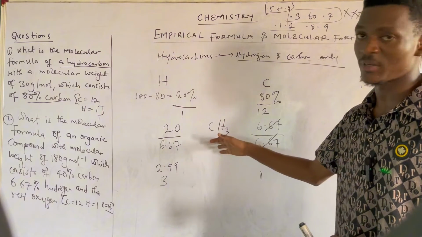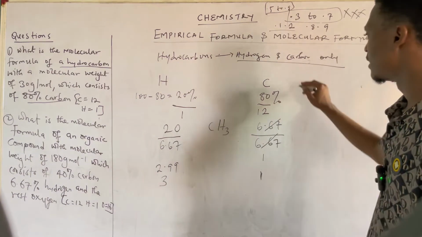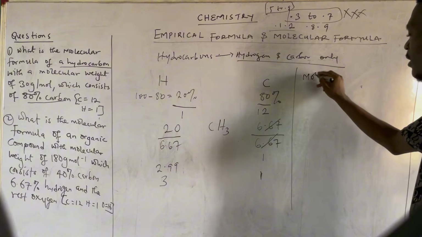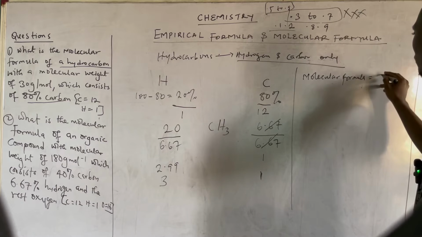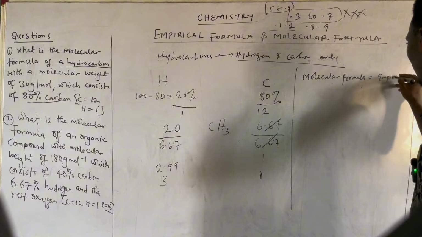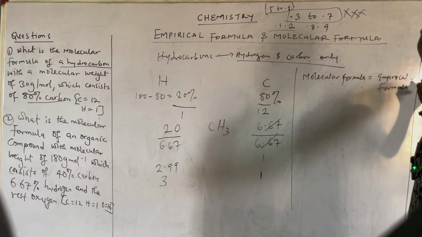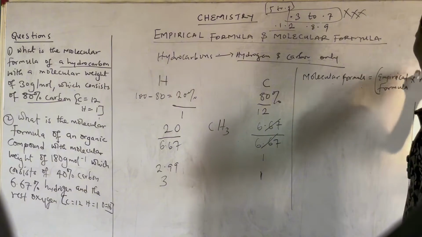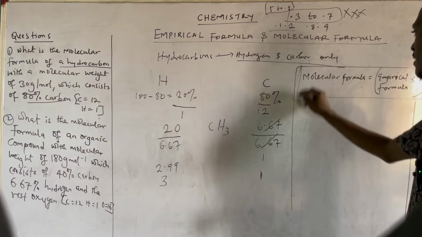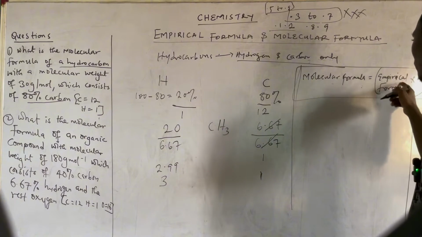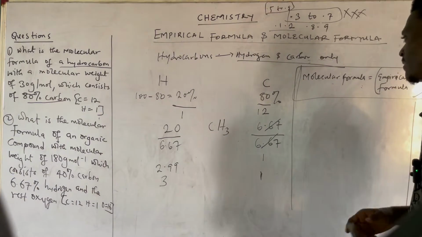So now that we've arrived at the empirical formula, there's actually a formula for calculating the molecular formula. And that formula is given by: molecular formula is equal to empirical formula multiplied by n. Alright, don't worry, I'm going to explain this better. So just take note that for you to obtain the molecular formula, you have to get your empirical formula and then multiply it by n.